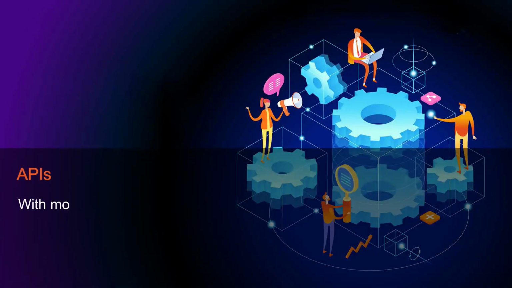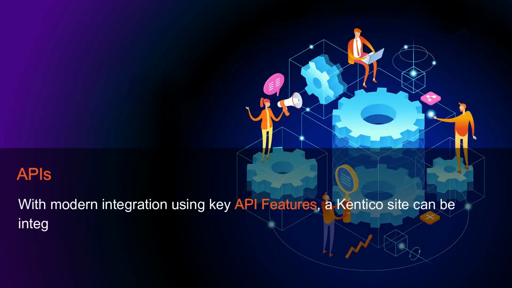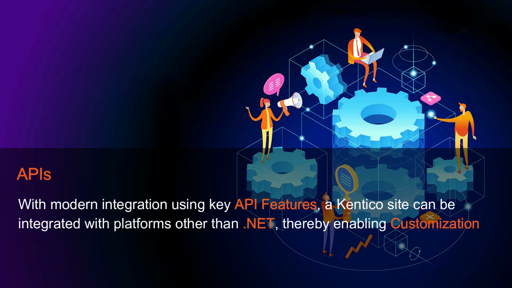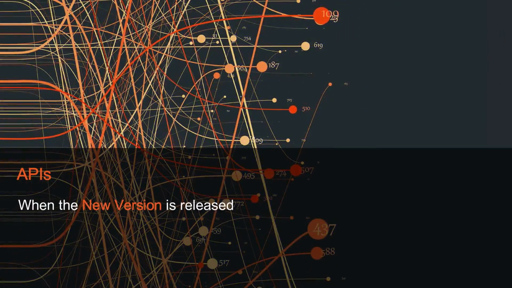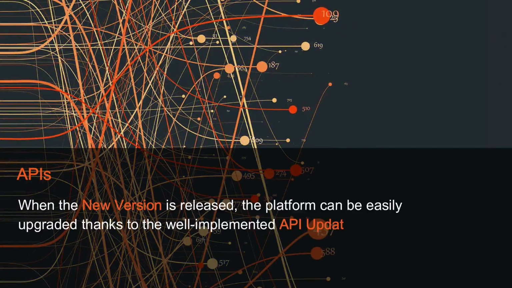APIs. With modern integration using key API features, a Kentico site can be integrated with platforms other than .NET, thereby enabling customization and scalability to a great extent. When the new version is released, the platform can be easily upgraded thanks to the well-implemented API update.